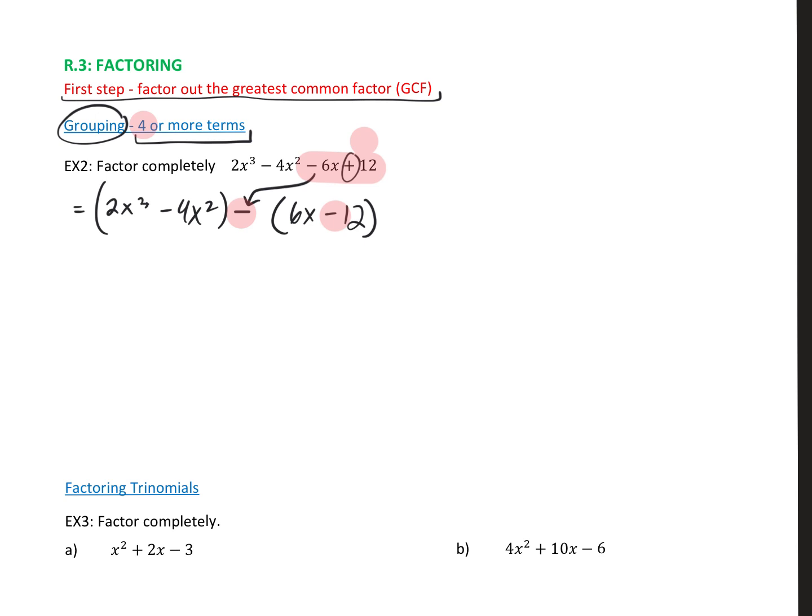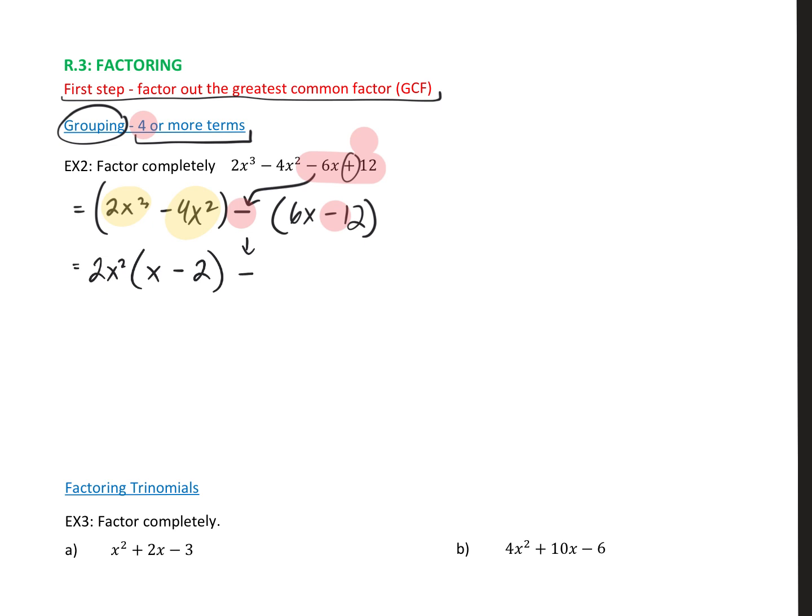So looking at the first two terms, what do they have in common? Well, they're both even numbers, 2 and 4, and then they both have at least an x squared. So let's go ahead and factor that out. Alrighty, so we factored out that greatest common factor. Now I'm going to go ahead and bring down that negative sign.